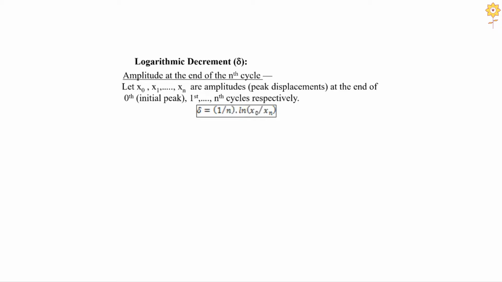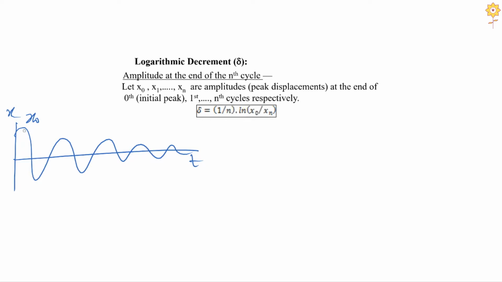Now if I am given the amplitude at the end of the nth cycle, then how to find the logarithmic decrement? Now let x0, x1, x2, x3, likewise up to xn be the amplitudes or the peak displacements at the end of the 0th cycle, that is the initial peak, then the first cycle, second cycle, likewise up to the nth cycles respectively. That means I am having here a displacement versus time plot, right, and I am having here some oscillations. Let me call this the amplitude at the start of the first cycle, right, or at the end of the 0th cycle, both are same. Then amplitude at the end of the first cycle, at the end of the second cycle, likewise you are having amplitude at the end of the nth cycle.